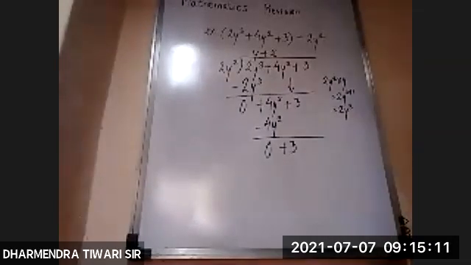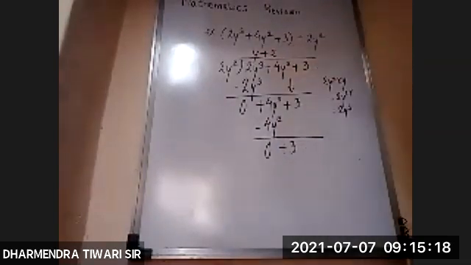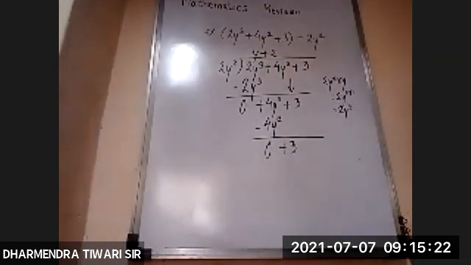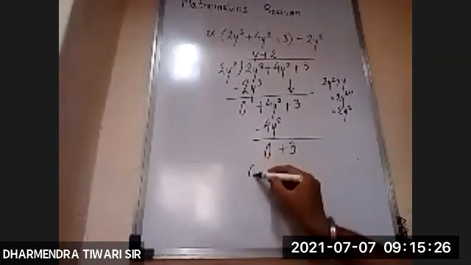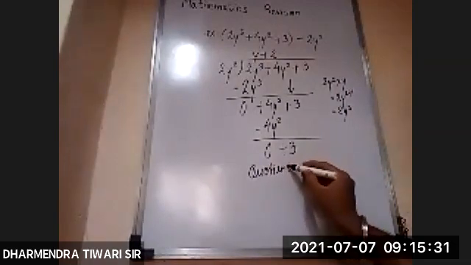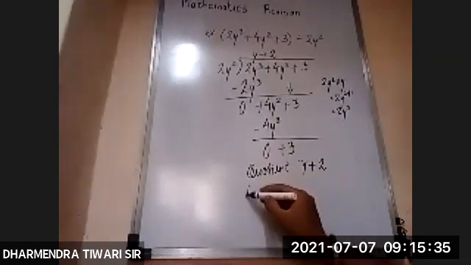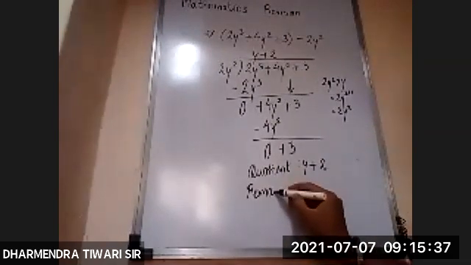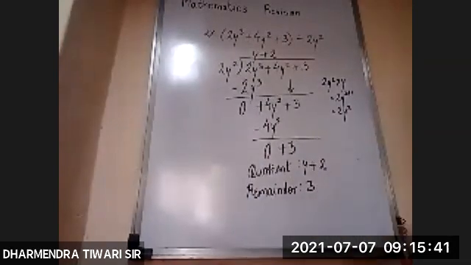Now we can see that the degree of the divisor is greater than the degree of the remainder. So this is your final answer. Further division is not possible. So you can write here the quotient as y square plus 2y and the remainder 3.